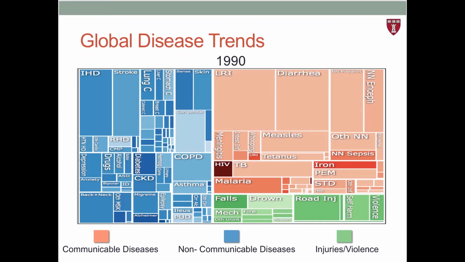So now let's talk about global disease trends. This is a graphic from the Global Burden of Disease study. The first global burden of disease data date back to 1990, which is what we're seeing here in this graphic. And I'll explain what we're looking at in just a minute. But first I want to provide a little background information about this study.